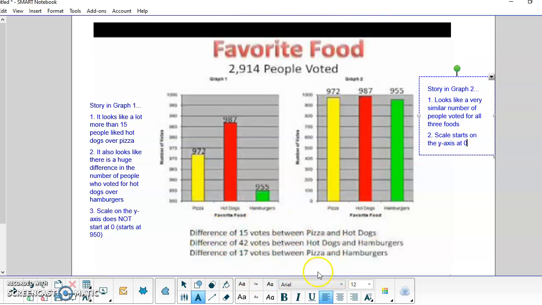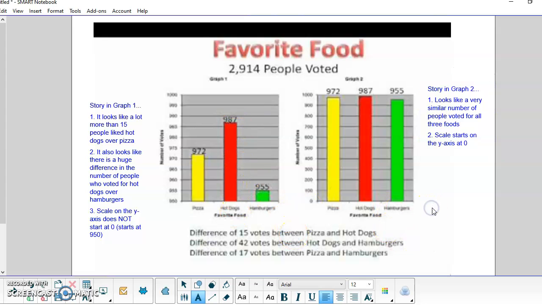There is, in reality, in terms of our data, only a difference of 15 votes between pizza and hot dogs. There is only a difference of 42 votes between hot dogs and hamburgers. And there is only a difference of 17 votes between pizza and hamburgers. This first graph does not tell that story. This first graph makes it look like there are hundreds more people that vote for hot dogs than hamburgers.